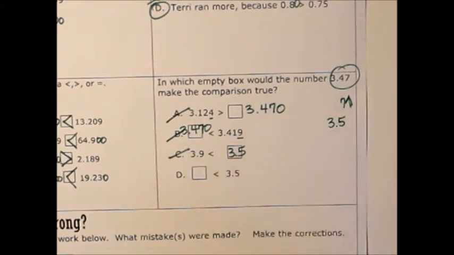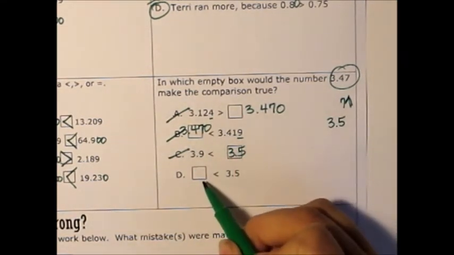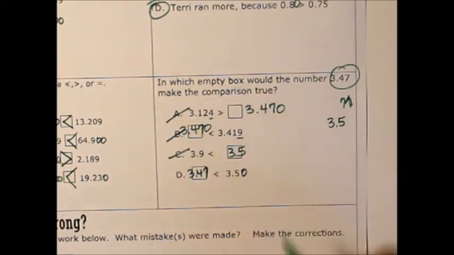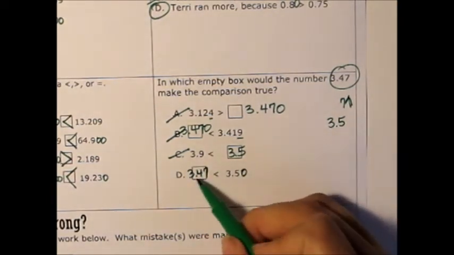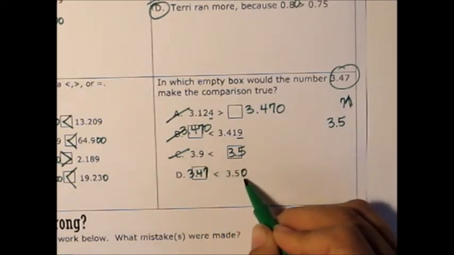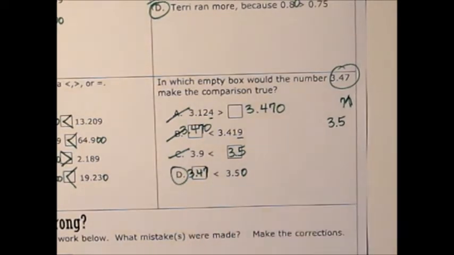No, it's not. Okay, for this one, I put 3 and 47. I add my 0 over here to compare. 3 and 47 hundredths is less than 3 and 50 hundredths. Bingo. That's our correct statement.